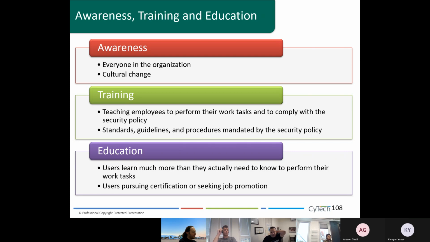So awareness is for everyone, the more the merrier. Training is specific security training for a specific part of the organization, so we're not telling them something they don't know. We're just enhancing specific areas of the business, okay? And education is building a new skill set for people in security, okay?